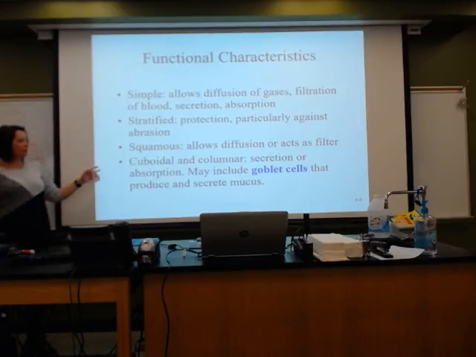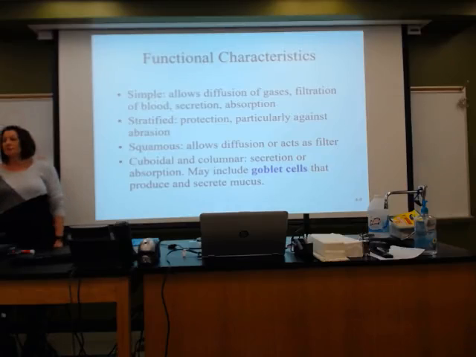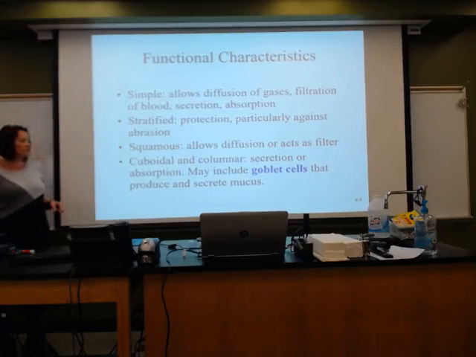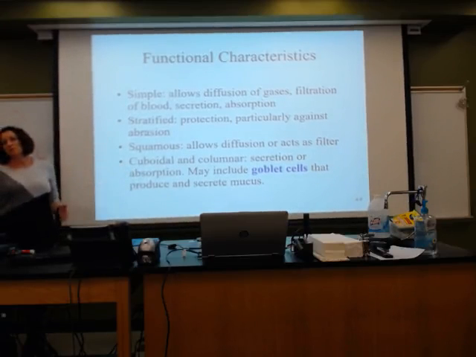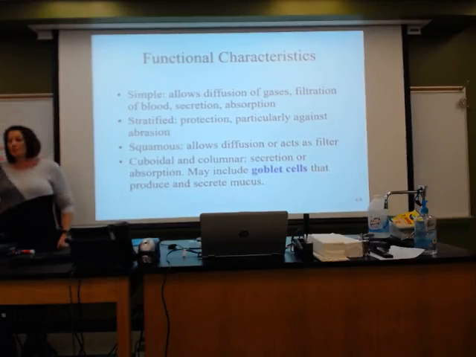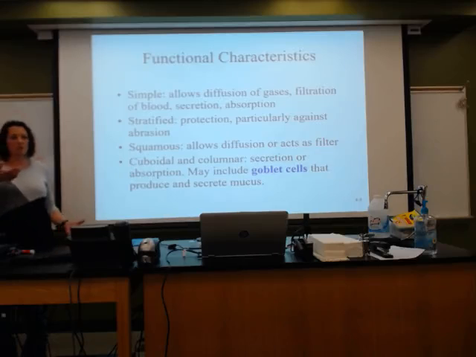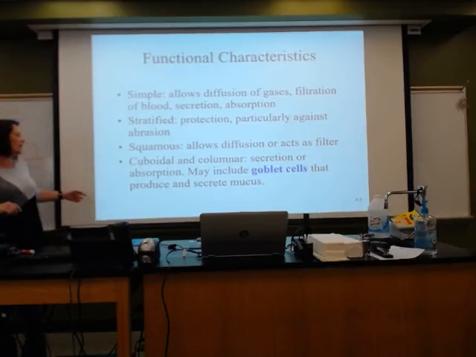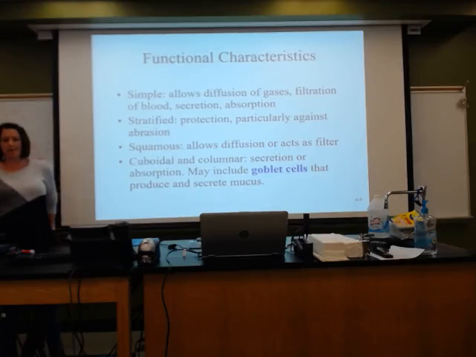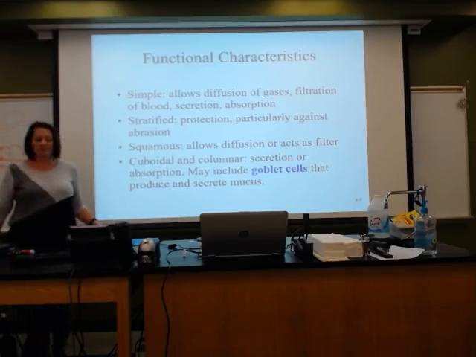Squamous is really good for diffusion and acting as filtration. Cuboidal and columnar, they're really good for secretions or absorptions. In the epithelial tissue that you're going to find lining the respiratory system, it contains goblet cells, just like you would think of a wine goblet, okay? But only it's kind of turned upside down in the tissues, and it secretes mucus. Oh, yay. Okay, that gets really interesting.